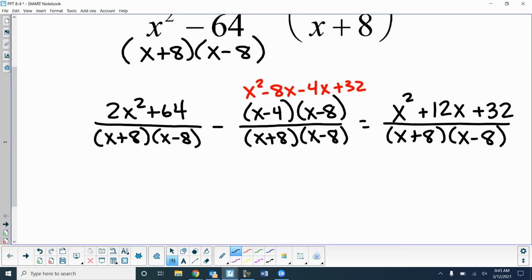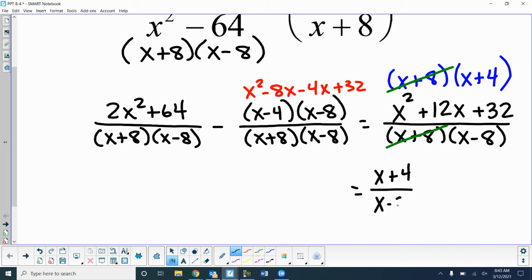Are there factors of 32 that add up to 12? Yes. What are they? 8 times 4, right? Any factors that are the same? X plus 8, right? So my answer will be x plus 4 up top and x minus 8 in the bottom. And what are my restrictions? 8 and negative 8. Okay?